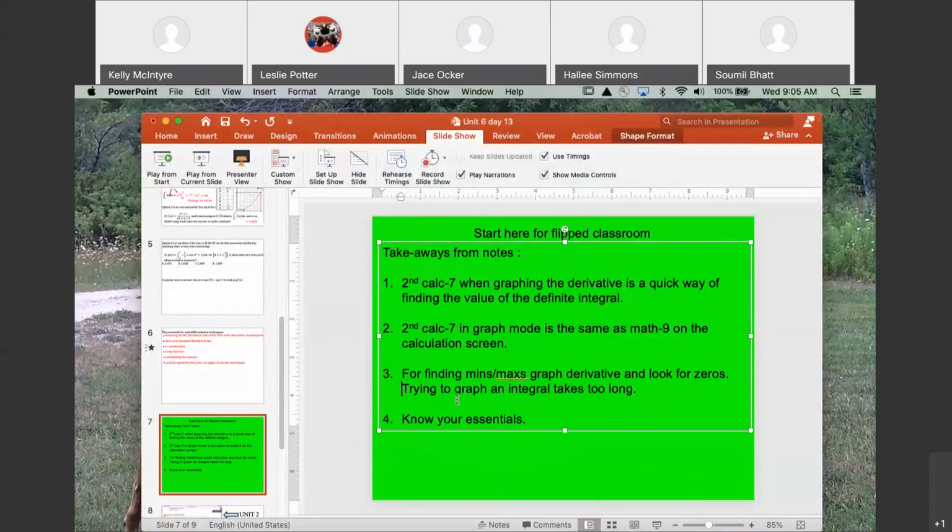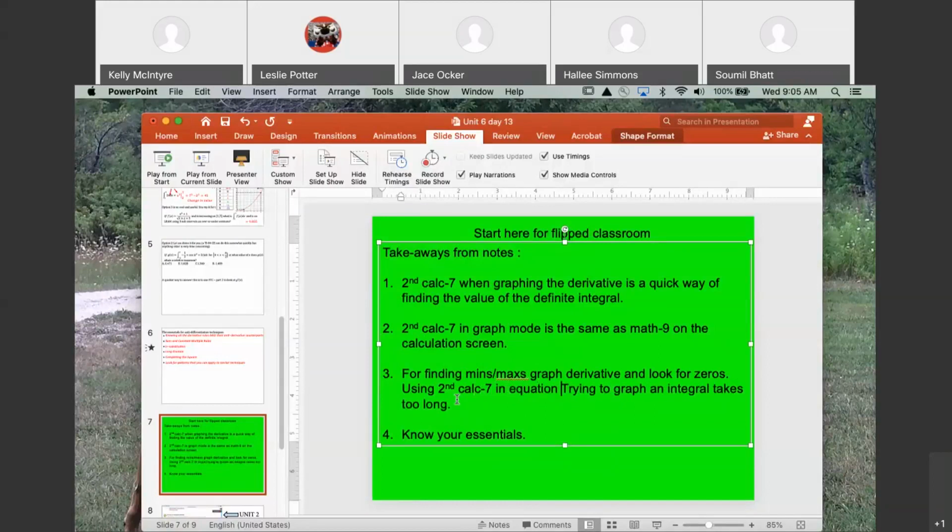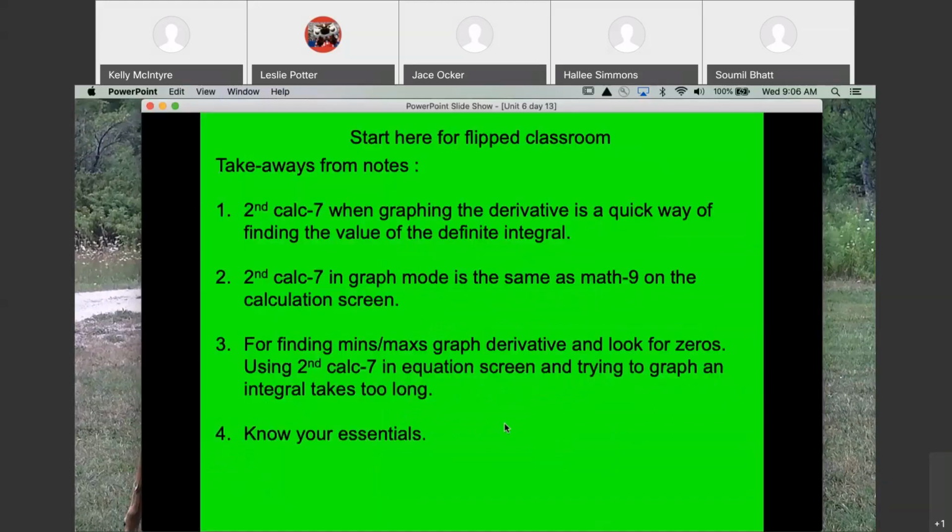I guess I kind of said it, using second calc 7 in equation screen, and trying to graph an integral takes too long. Probably a better way of saying that: you can do it, it just takes too long, and we know we need that time on a test.